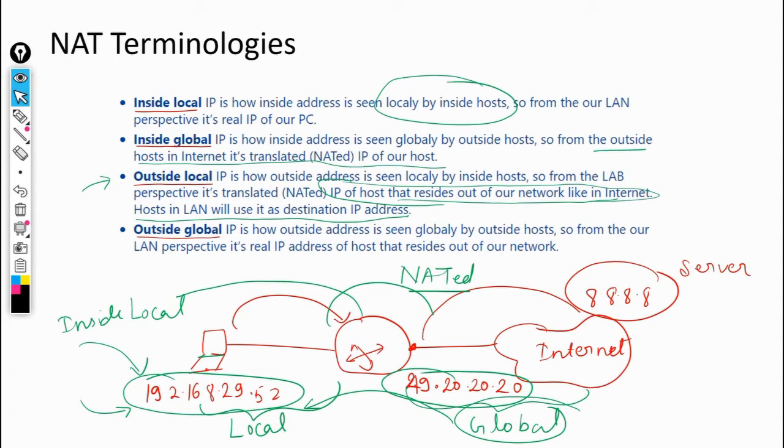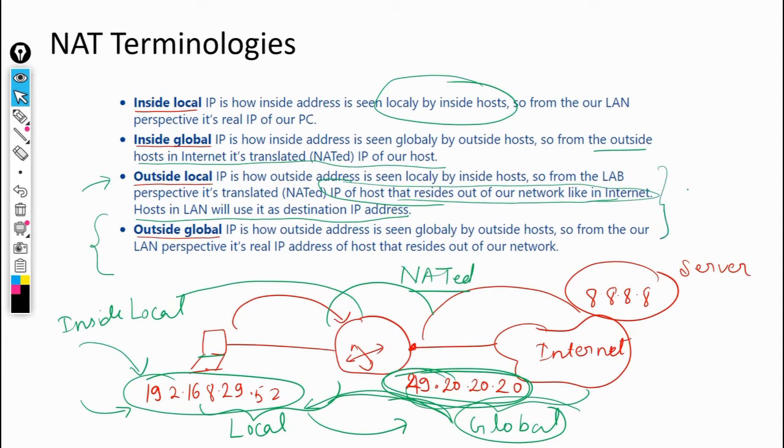Perfect. Outside global. Oh, I think I was saying something wrong earlier, right? I was saying outside local, global, but actually that is this one. I said it wrong. So outside local is this IP, 49.20.20.20, right? Obviously outside local will be this, and then outside global. And now this is very confusing.